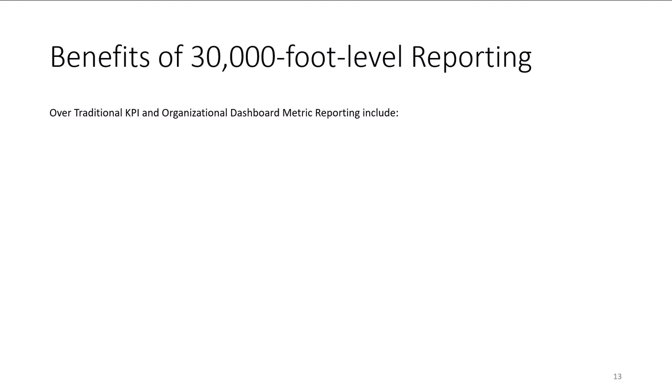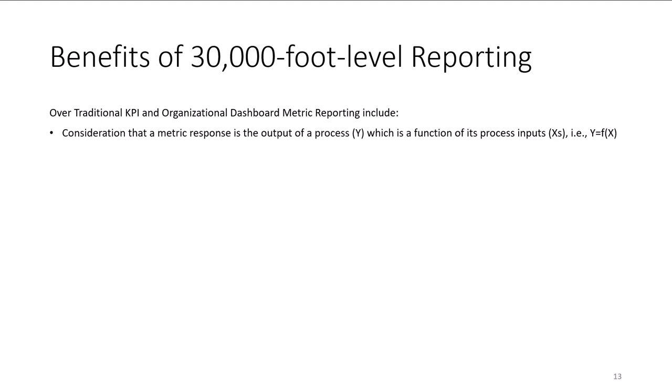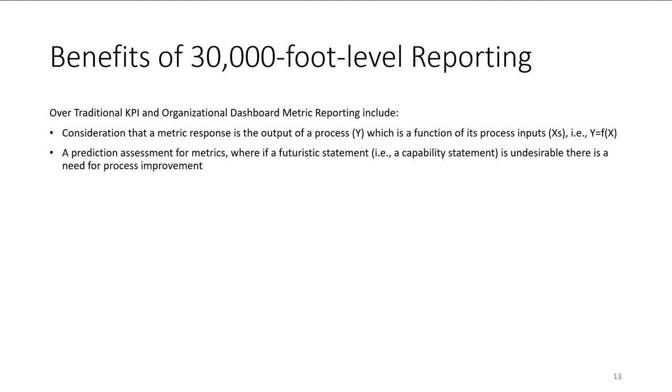The benefits of 30,000 foot level reporting over traditional metric KPI, or key performance indicators, reporting include consideration that a metric response is the output of a process, or Y, which is a function of its process inputs, its X's. That is, Y equals a function of X. A prediction assessment for metrics, where if a futuristic statement, for example, a capability or performance statement, is undesirable, there is a need for process improvement.